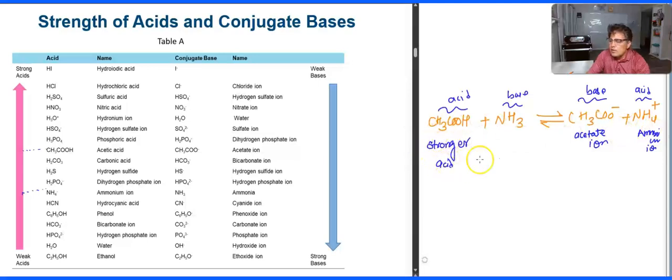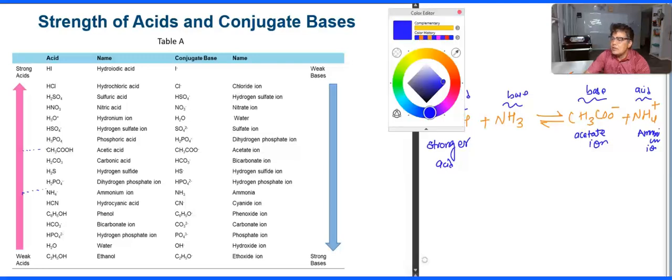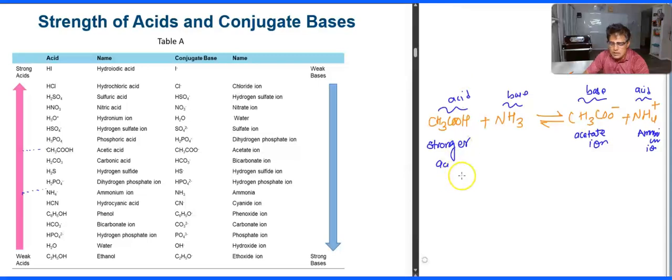So a stronger acid. Now let me take another color to write on the board. So now let me write that. Stronger acid. So this acid is the stronger acid, and its conjugate, its counterpart acid, is the weaker acid. Okay, now let's do the base comparison, NH3 and CH3COO minus.